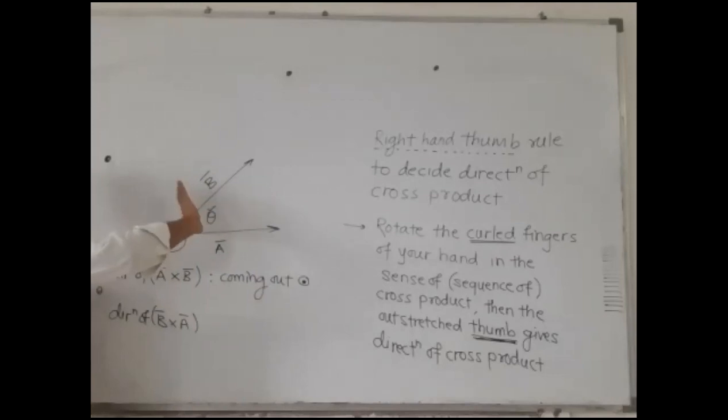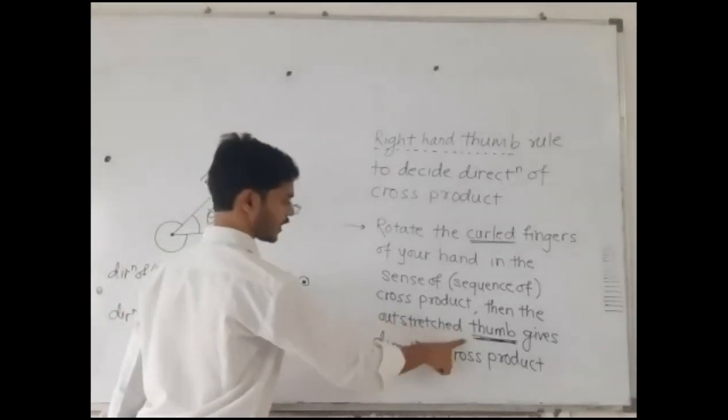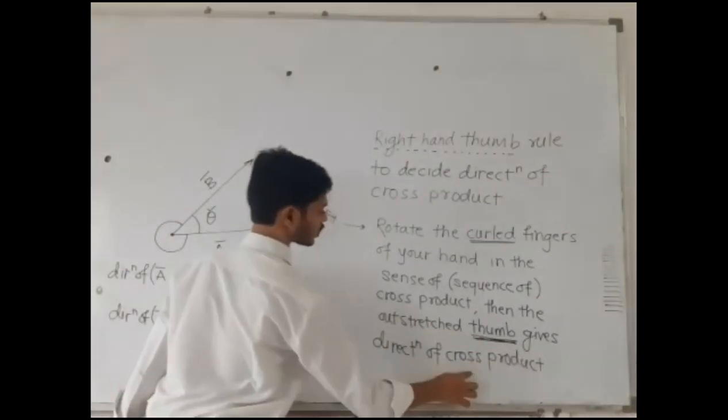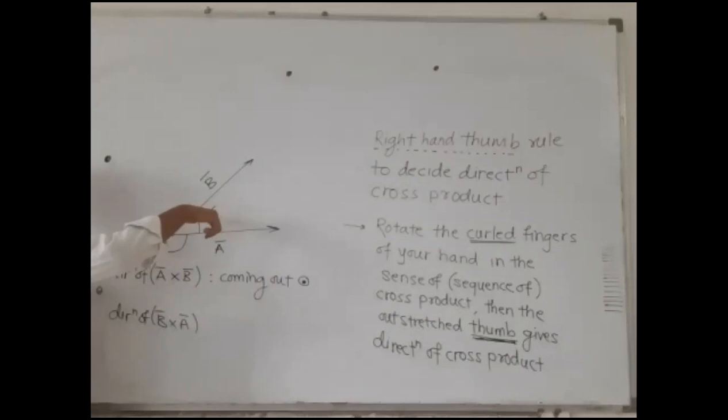B cross A. Thumb is going in. So cross product going in. A cross B, A कडून B कडे, thumb coming out. B cross A, thumb going in. Thumb gives the direction of cross product. So B cross A direction is going in.